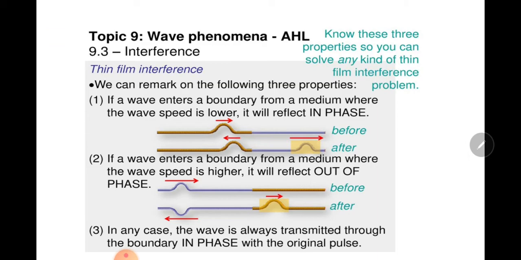Now, in this case, if a wave enters a boundary from a medium where the speed is lower, it will reflect in phase. For example, if a crest is traveling in this direction and it is reflected as a crest, it means a light ray traveling from a denser medium and hitting the boundary of a rarer medium, no phase change will take place. But if a light ray traveling from a rarer medium reflects from a denser medium, a phase change of 180 degrees will take place.